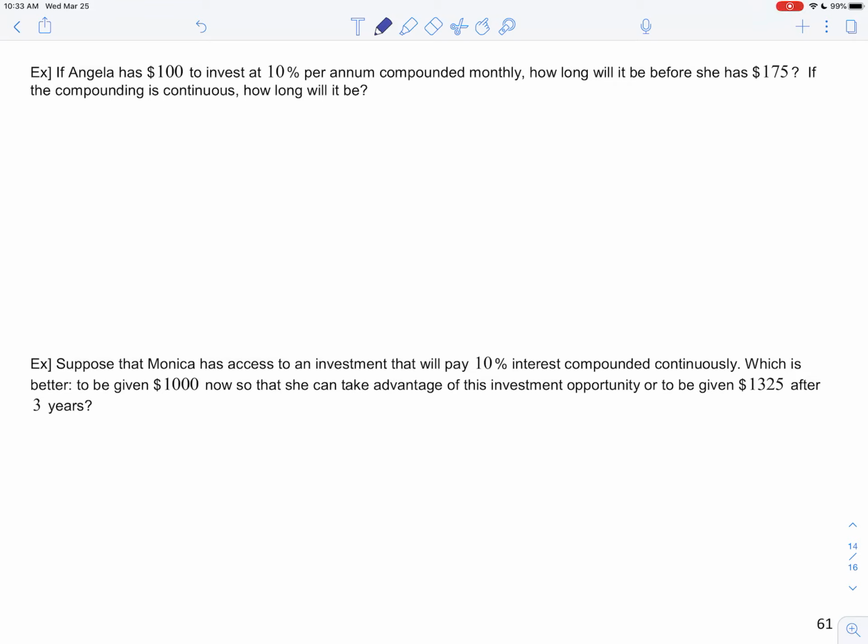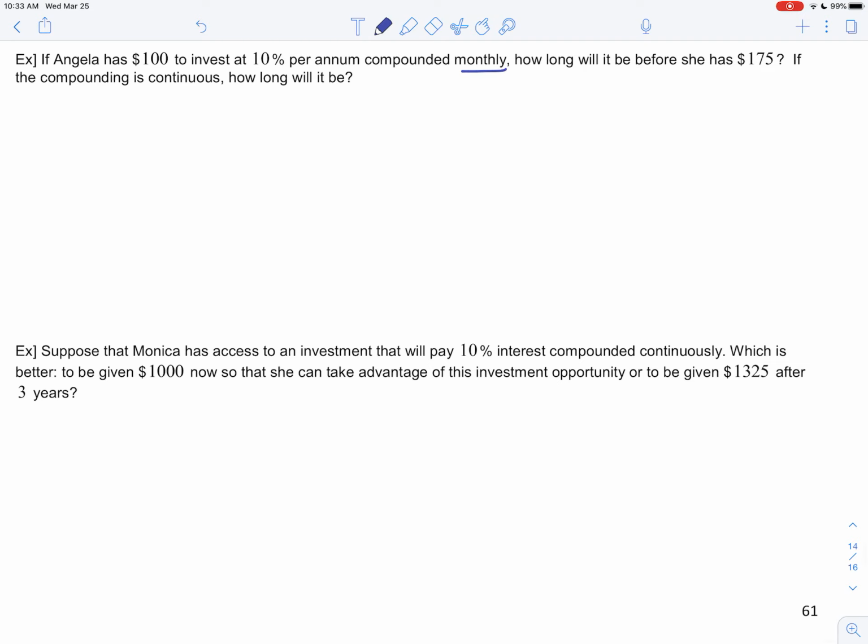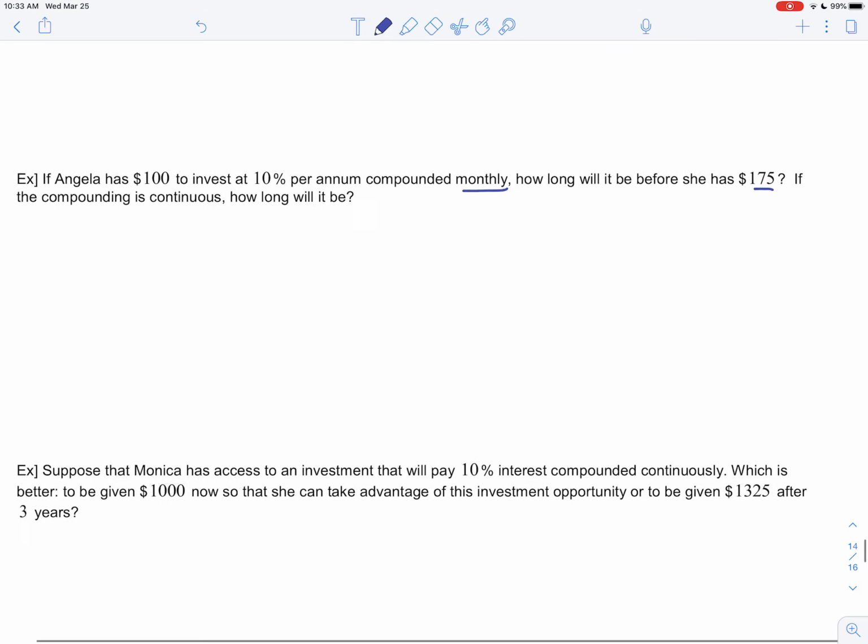Let's take a look at this example from section 6.7. If Angela has $100 to invest at 10% per annum compounded monthly, how long will it be before she has $175? If the compounding is continuous, how long will it be? So we're looking at two different ways for interest to be compounded.